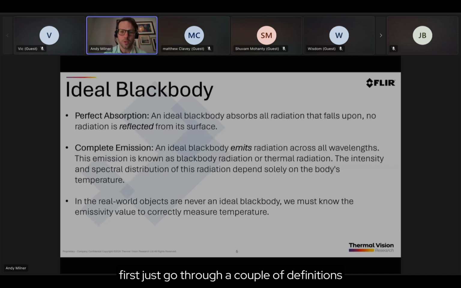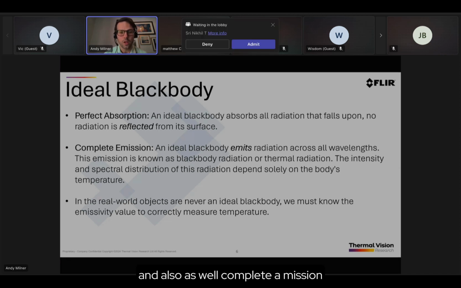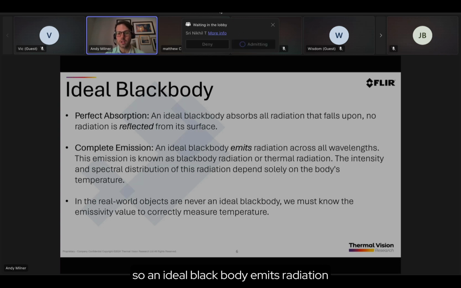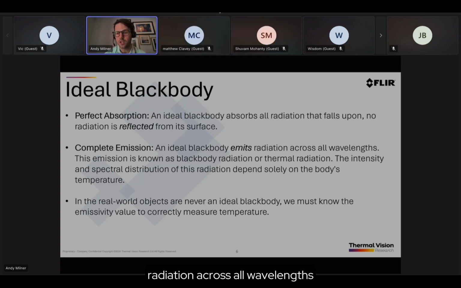So first, let's go through a couple of definitions. Perfect absorption: a black body is a theoretical object that absorbs all radiation that falls upon it, and no radiation is reflected from its surface. This is ideal because it doesn't exist in the real world. And also, complete emission: an ideal black body emits radiation across all wavelengths, and this emission is known as black body radiation or thermal radiation. The intensity and distribution of this is solely dependent on the body's temperature.